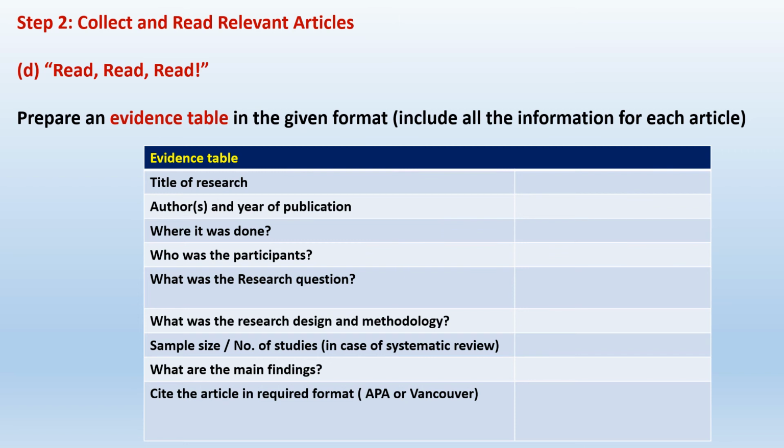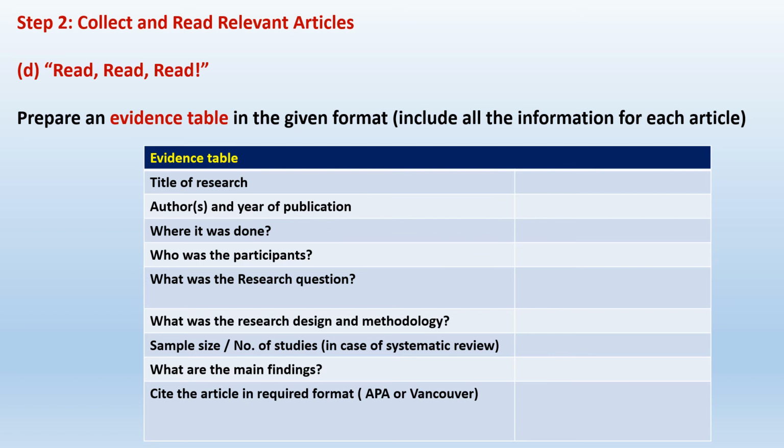Then sample size and number of studies in case of a systematic review. Sample size means how many participants were there. Earlier, who were the participants means you have to mention who the participants were. Maybe patients with diabetes admitted in the hospital. Sample size means how many, and the number of studies. If you are reading a systematic review, they may have mentioned 50 studies were included in this systematic review. So you have to mention that.